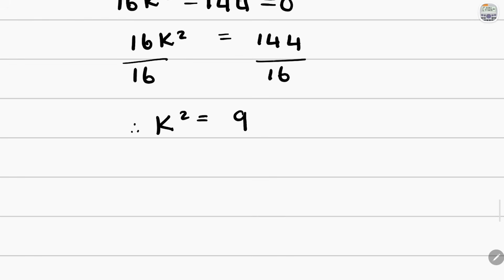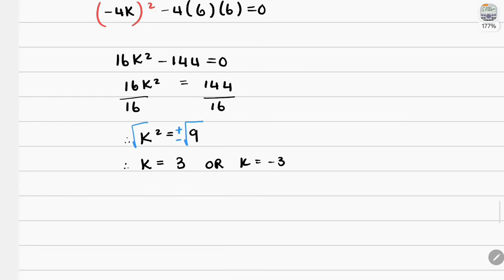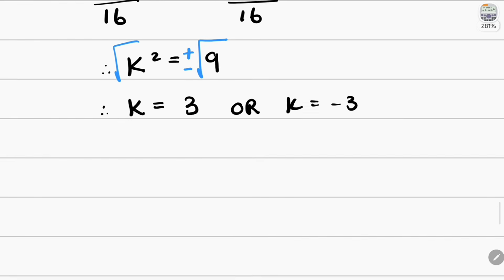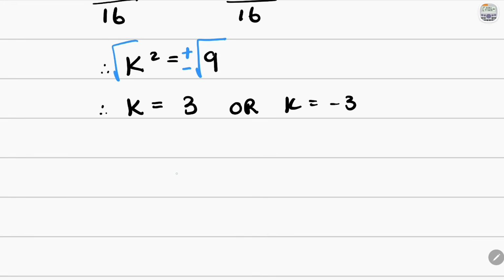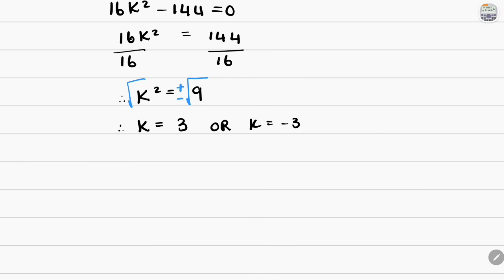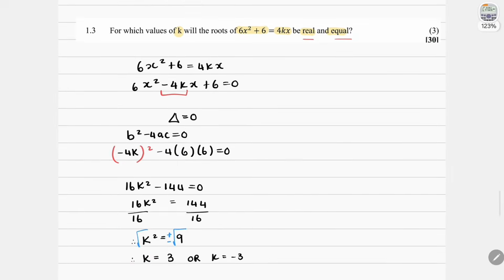So that's 9. And then square root both sides of the equation. If you square root both sides, it's an equation, so you need to consider the positive and the negative solution. Therefore, k should either be equal to positive 3 or k should be equal to negative 3 so that you have real and equal roots for this equation. Okay, remember that the reason it's positive and negative is because it's not only 3 squared that gives you 9, okay? Negative 3 squared is also equal to 9, and this is an equation. So those are our answers. K is equal to 3, or k is equal to negative 3, and that is it for question 1.